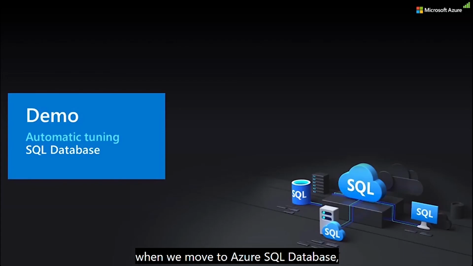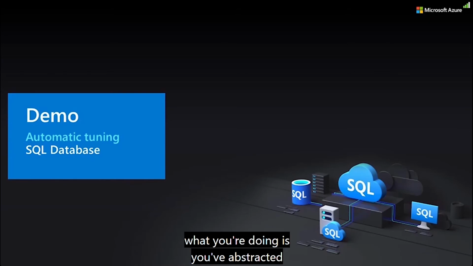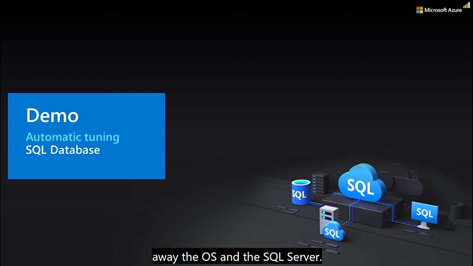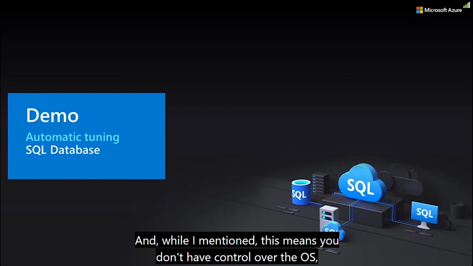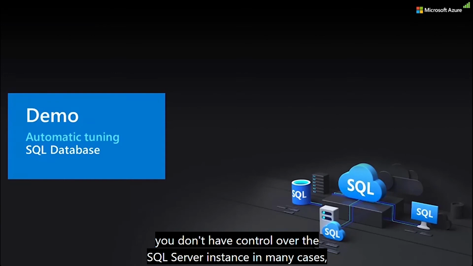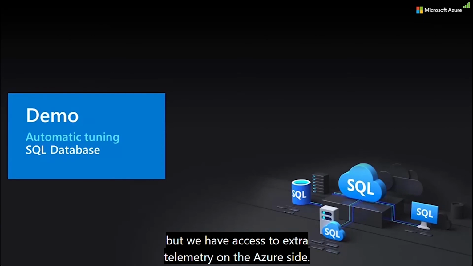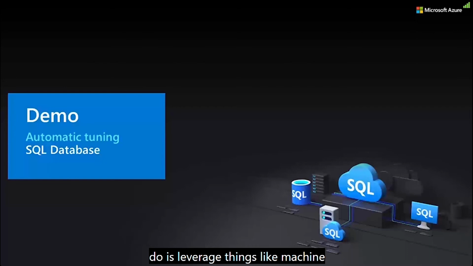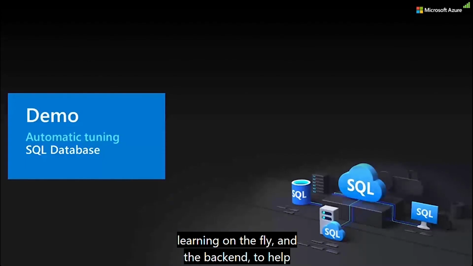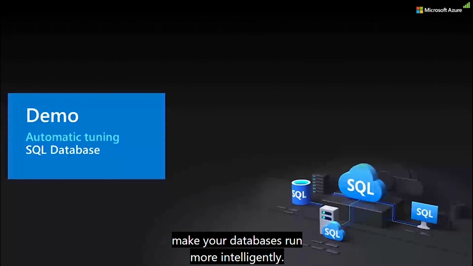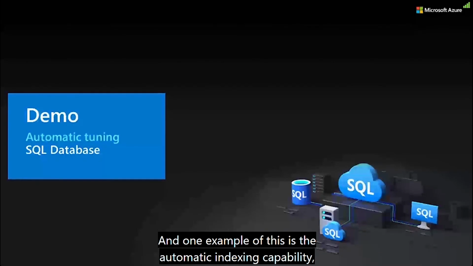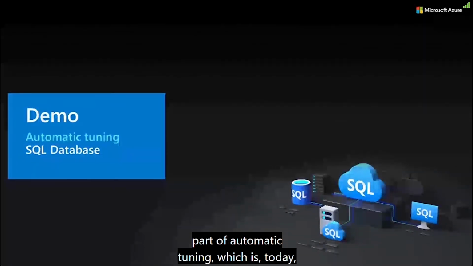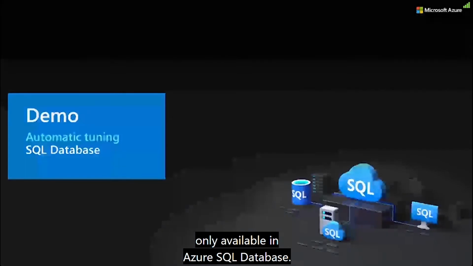Now, like I mentioned, when we move to Azure SQL Database, you've abstracted away the OS and the SQL Server. While this means you don't have control over the OS, and in many cases you don't have control over the SQL Server instance, we have access to extra telemetry on the Azure side. This extra telemetry allows us to leverage things like machine learning on the fly in the back end to help make your databases run more intelligently. One example of this is the automatic indexing capability, part of automatic tuning, which is today only available in Azure SQL Database.